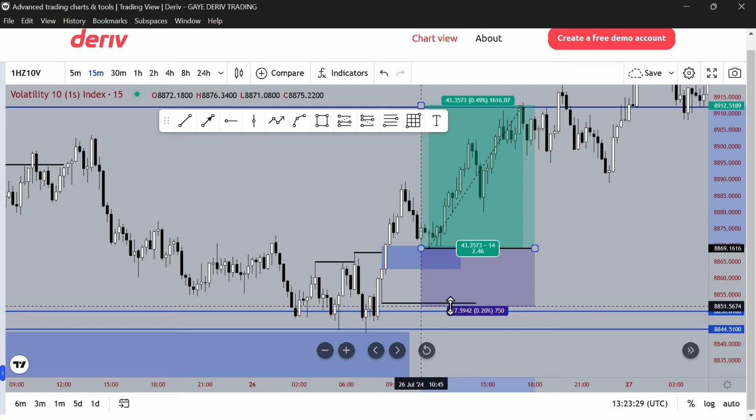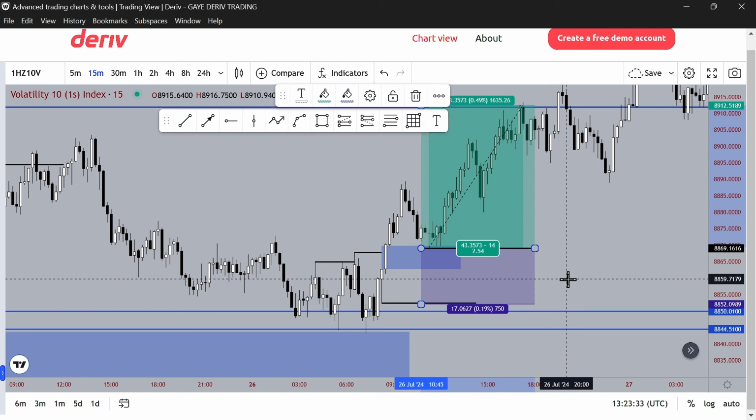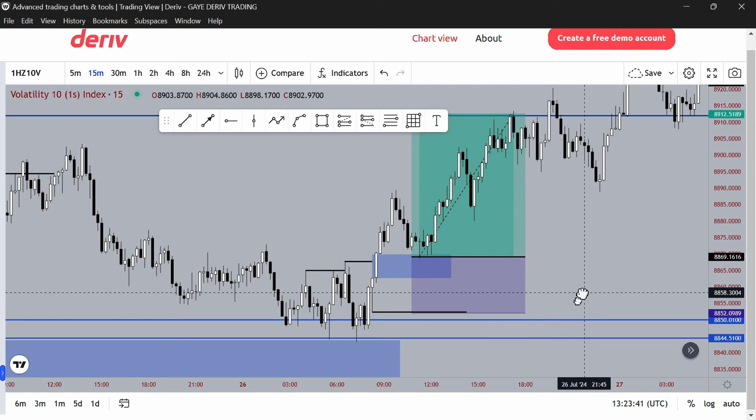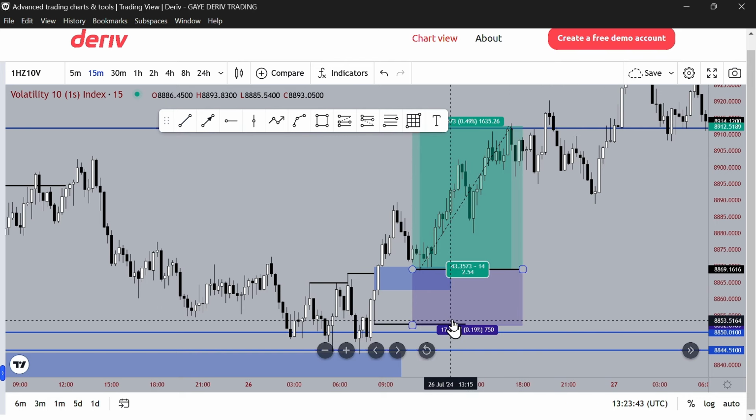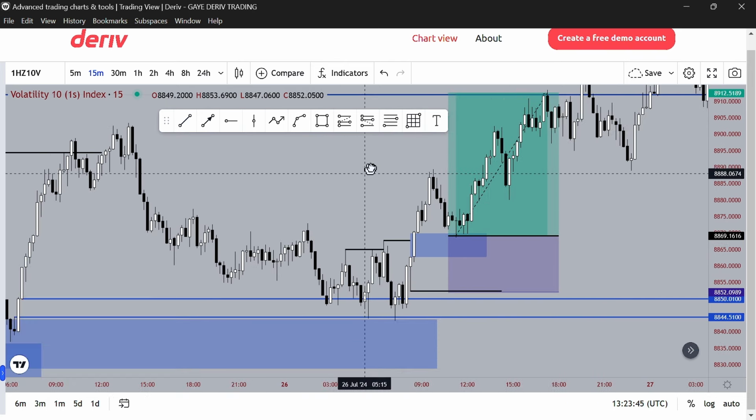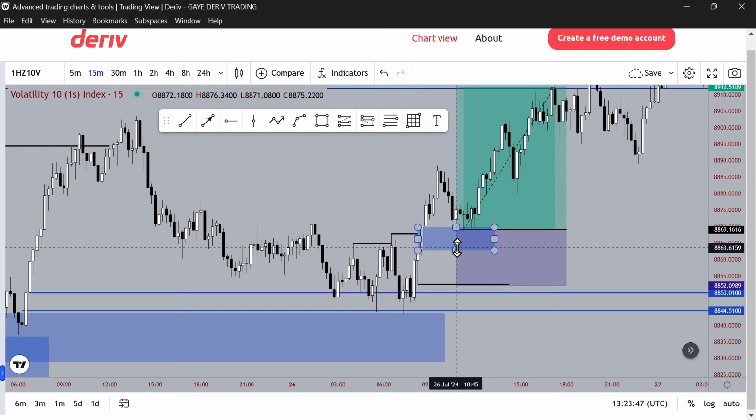And that's what ICT teaches. We have a stop run, market structure shift. We are taking entry from the fair value gap. We place stop loss at the fair value gap candle low. So that would have been my actual stop loss placement. I don't always do this. If the confirmation is not so good for me, I wouldn't do this.